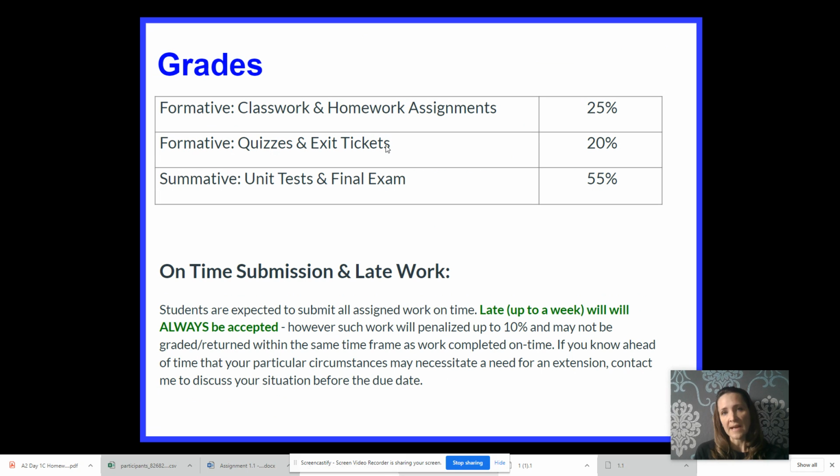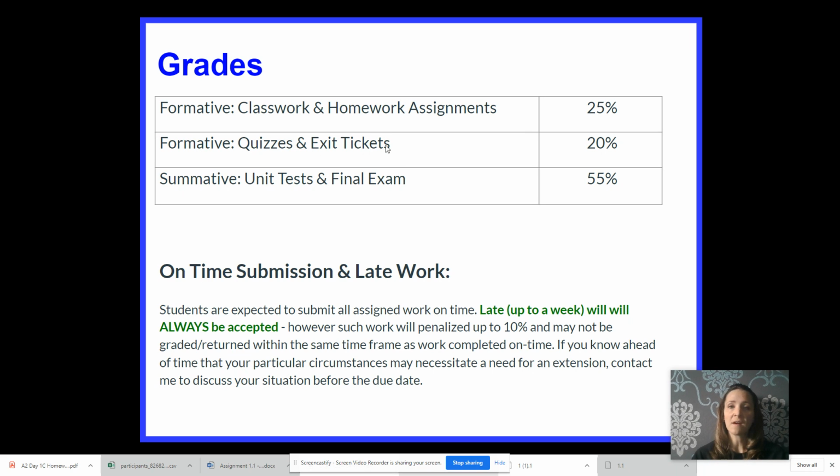The grades for this class are designed to reflect my belief that all kids can learn, but I know all kids don't learn at the same rate, and therefore there are multiple opportunities for students to demonstrate their learning and their proficiency. Formative work is provided for students to grow and learn. That will include homework, classwork assignments, quizzes, and exit tickets. Those quizzes are going to be available for students to take multiple times until they can demonstrate proficiency.